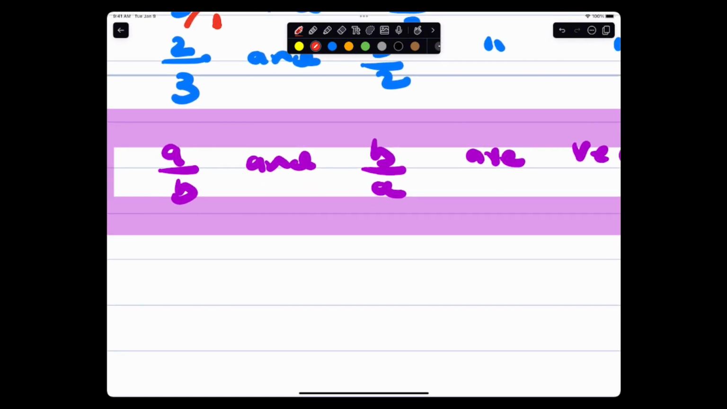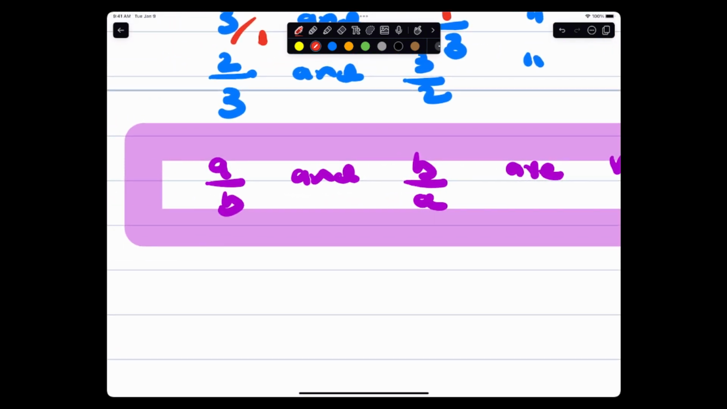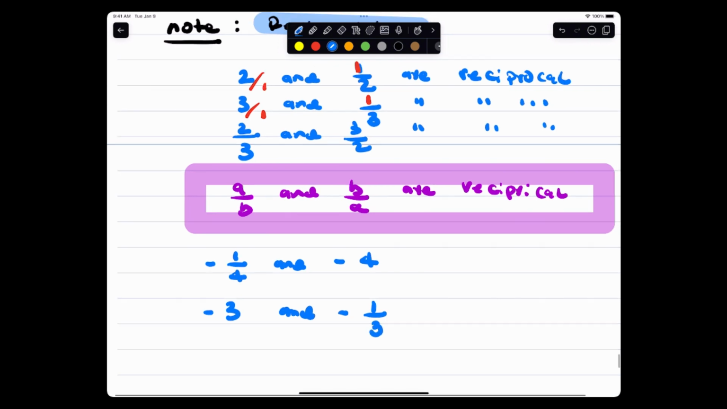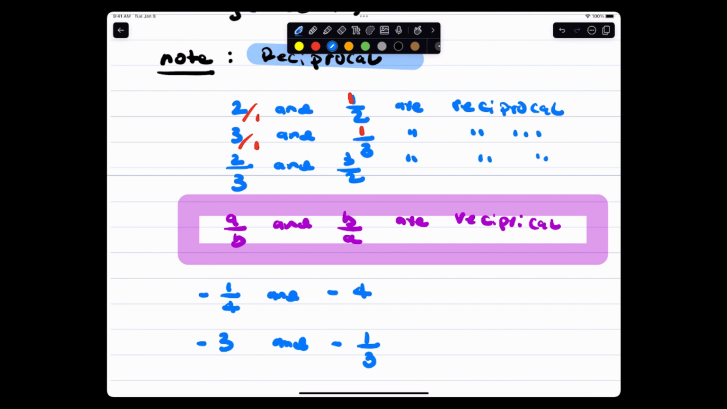So we're looking at this relationship, okay? And it doesn't matter if the number is negative. What if the number is negative 1/4? What's the reciprocal? Well, it'll be negative 4. If the number is negative 3, it'll be negative 1/3. So this definition even applies to signed numbers or negative numbers, okay?